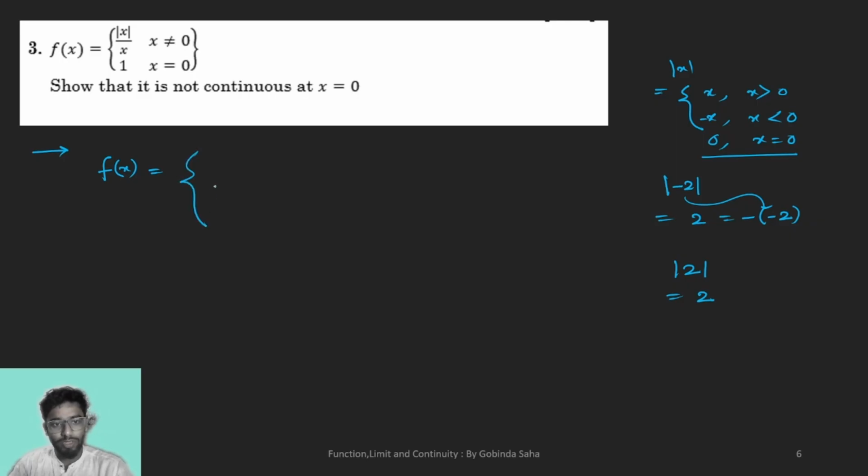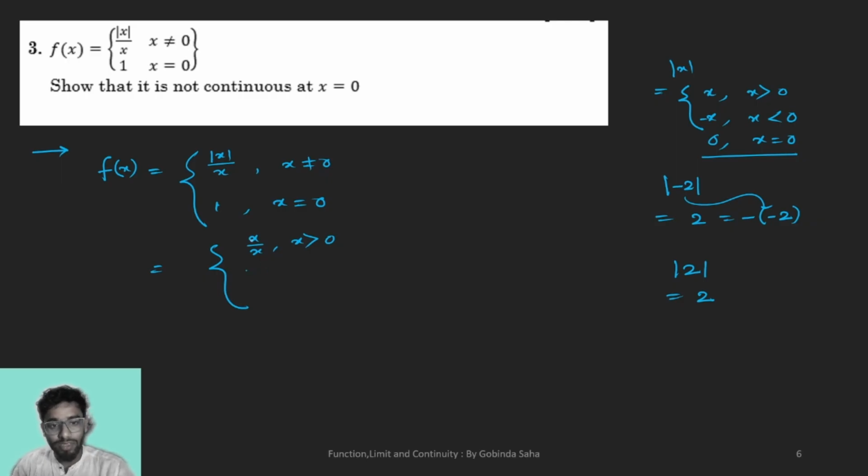So taking inspiration from this concept, we have taken that mod x by x is basically defined when x not equals to 0. That means it could be greater than 0 or less than 0. And it is 1 if x equals to 0. So expanding the function, it is positive x by positive x if x is greater than 0.